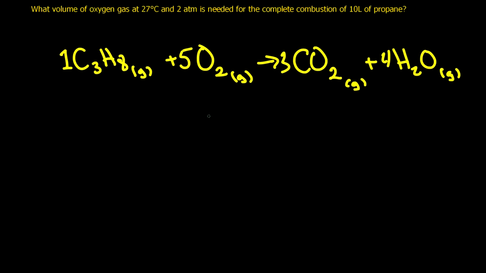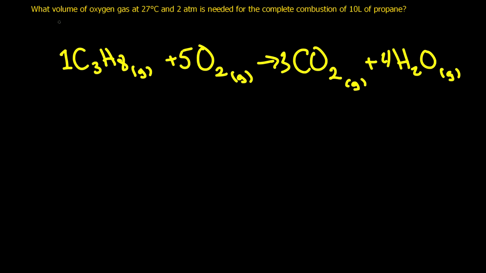Alright, next problem. It says, what volume of oxygen gas at 27 degrees Celsius and 2 atmospheres is needed for the complete combustion of 10 liters of propane? So it's a volume to volume problem again, but this time it's not STP. So we got to use ideal gas law to do our moles to volume and volume to mole conversions.